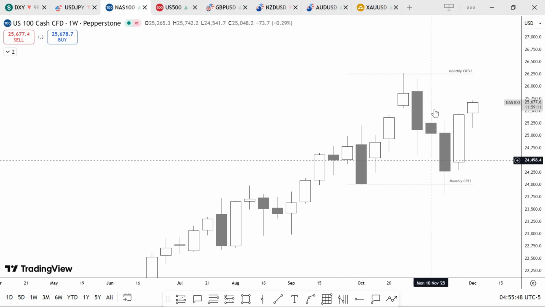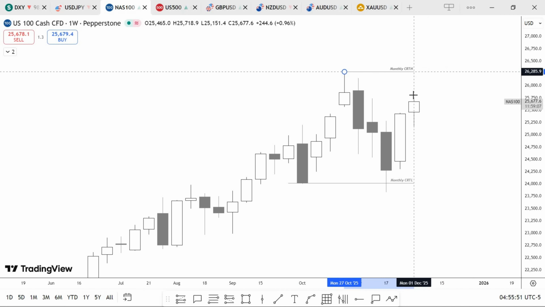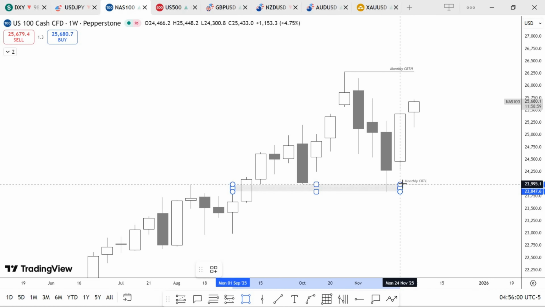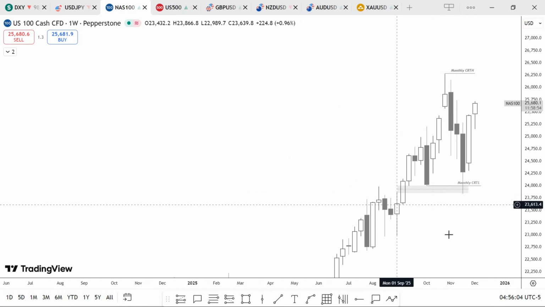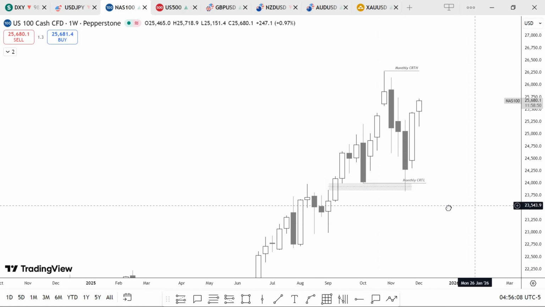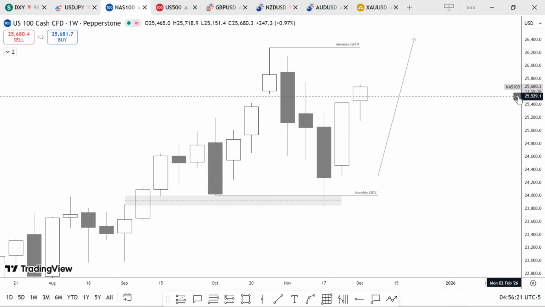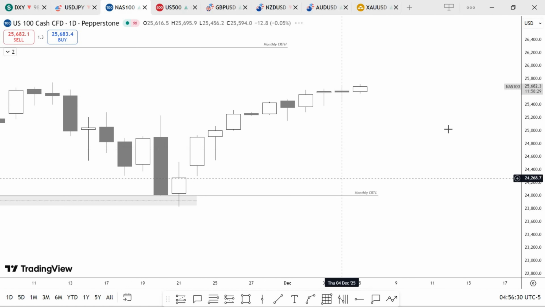We head on to the weekly time frame. Let's see what price is trying to do. So there was a weekly fair value gap which was respected there. This was the one that continued to take the price higher. As you can see, it respected that fair value gap and swept the monthly low.